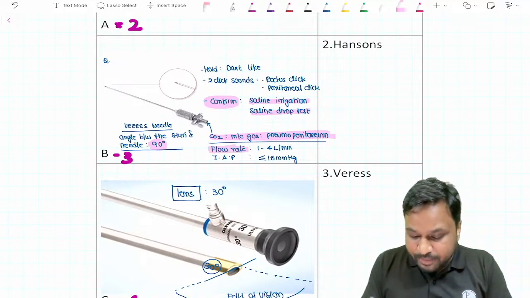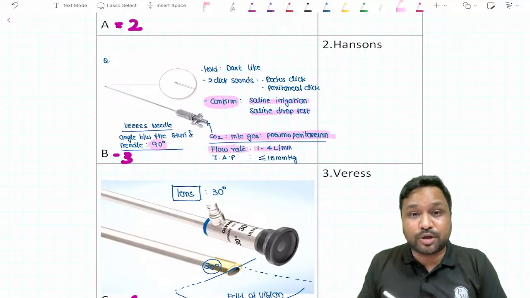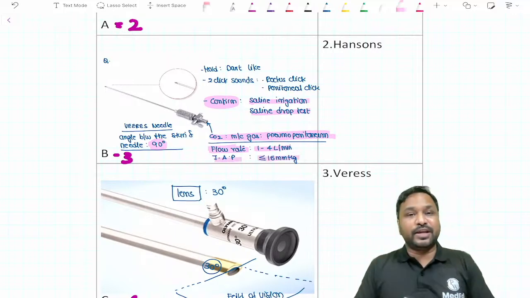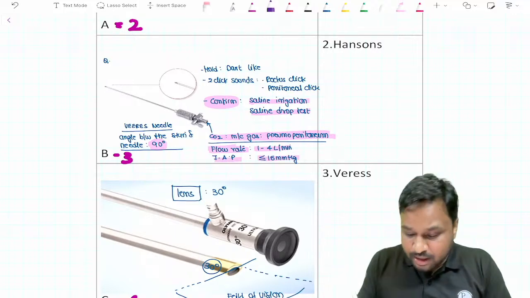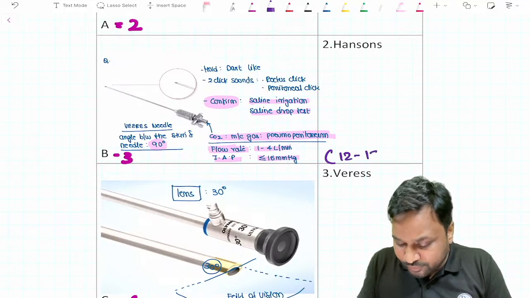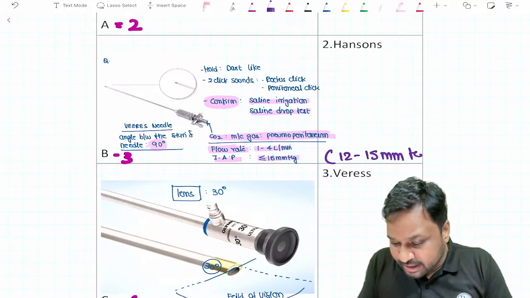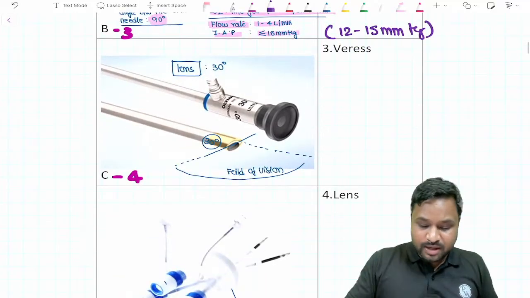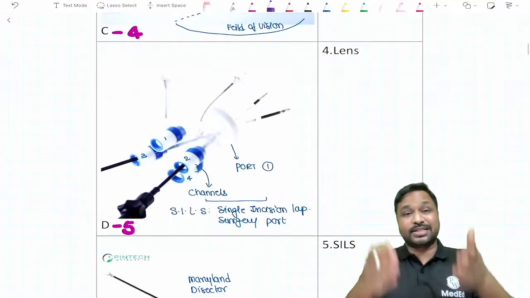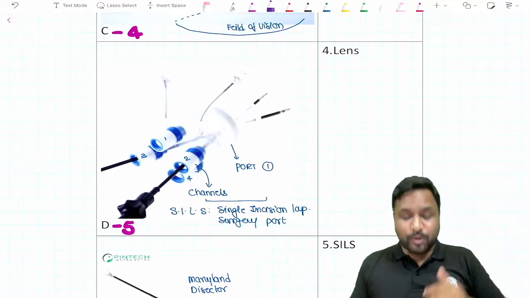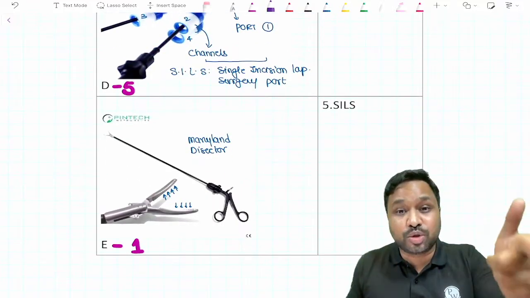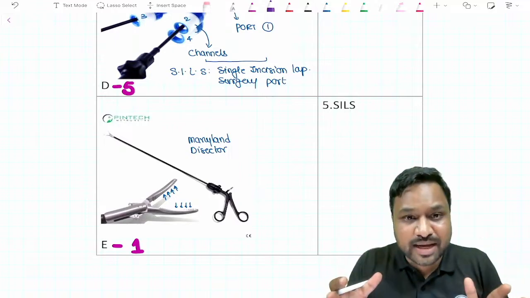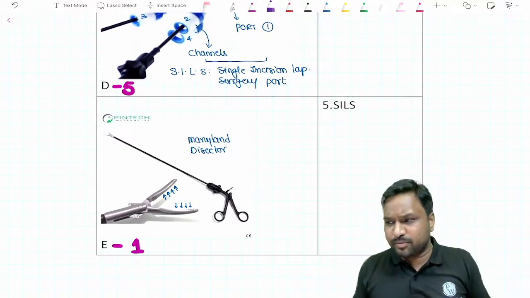What is the flow rate for carbon dioxide? 1 to 4. What is the intra-abdominal pressure to be maintained? Less than 15, it is 12 to 15 millimeters of mercury. This is what is expected to be kept. This is the lens that is used to attach to the camera. The standard lens is 30 degrees. This is SILS, single incision laparoscopic surgery. This is your Maryland dissector. This is the maximum they can ask you in terms of laparoscopy. That's it. Nothing more than that.